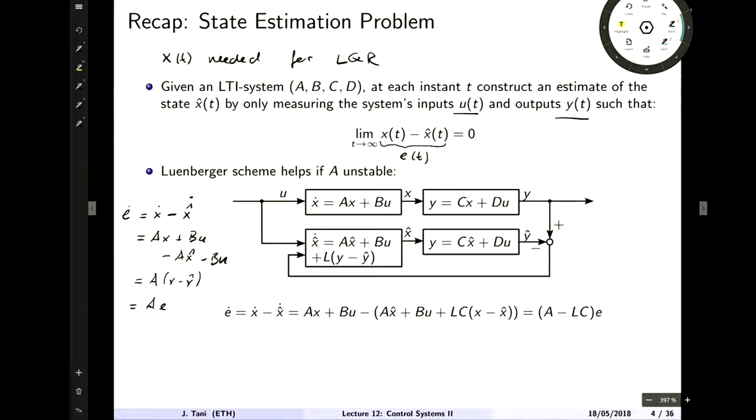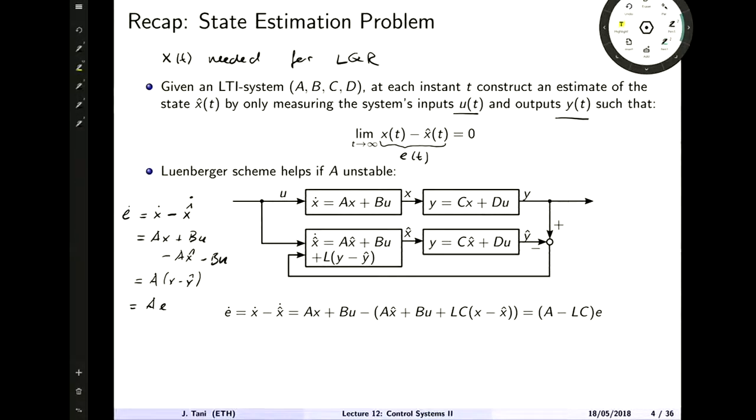So what does it mean? It means that the dynamics of the error, E dot, follows the dynamics of the matrix A. And so if A is asymptotically stable, it would mean that E will converge to 0, which is exactly what we want. Now, there's a problem. Of course, we might have situations where A is not asymptotically stable. And the question is, what are we doing then?